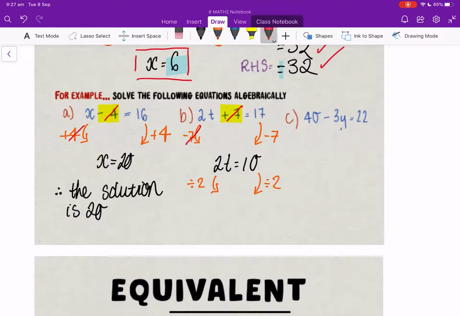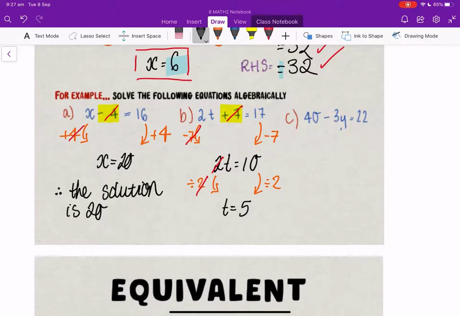That means on the left-hand side, I can cross out my 2. Now I'm left with t equals 10 divided by 2, which is 5. So therefore, the solution is 5. Let's do another example for part C.